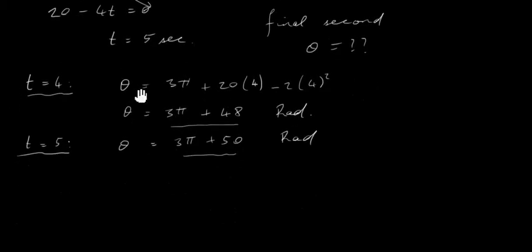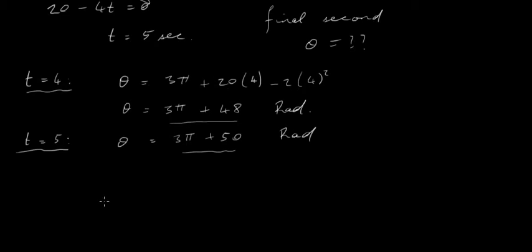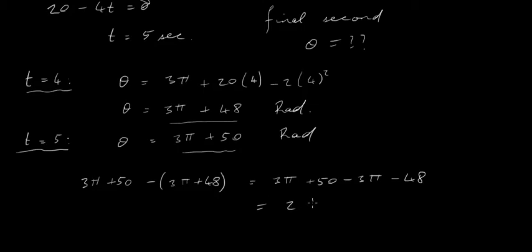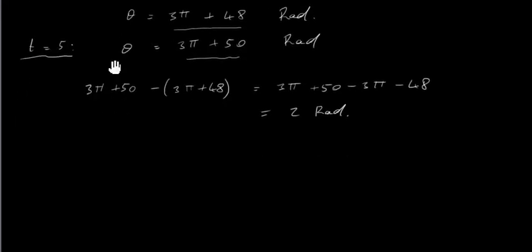So the angle then that it makes in its final second will just simply be 3 pi plus 50 minus, and make sure you put this part in brackets, 3 pi plus 48. And that will just simply give us 3 pi plus 50 minus 3 pi minus 48, and that gives us 2 radians. So in the final second, the wheel rotates through an angle of 2 radians. Okay, so that's our second example.